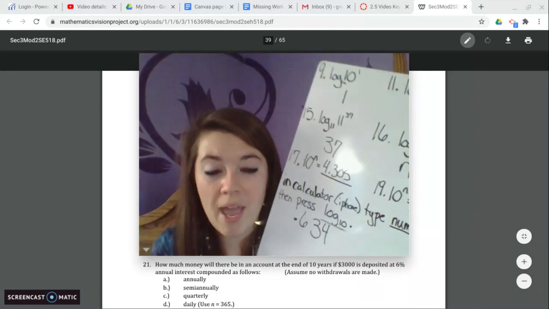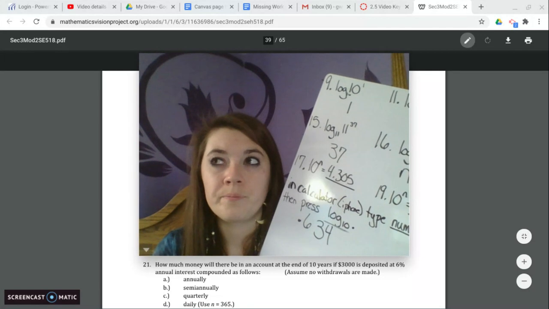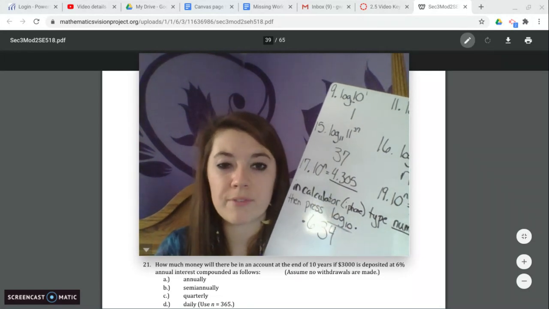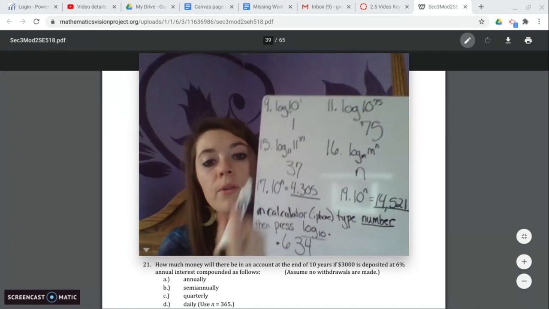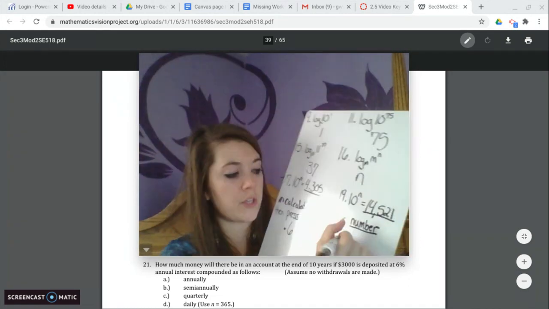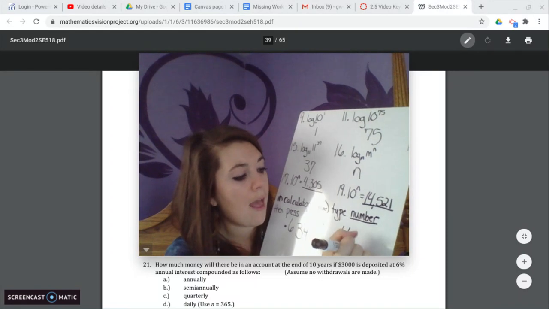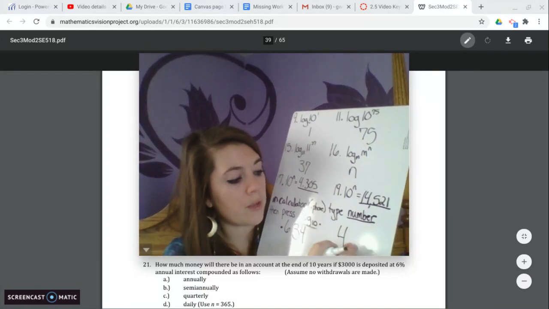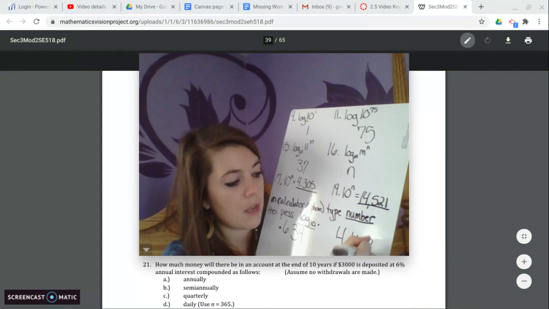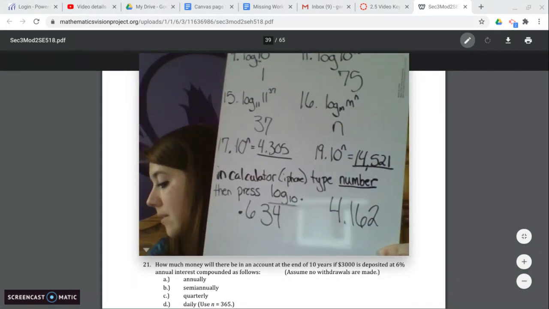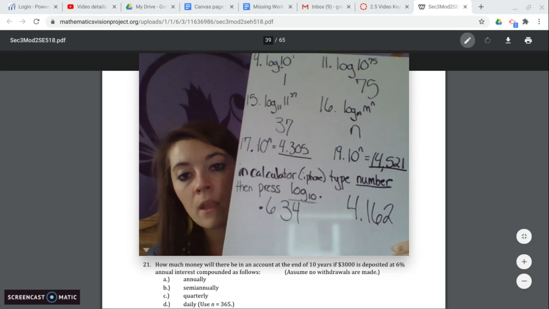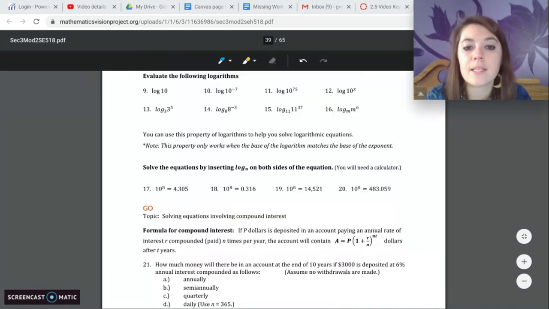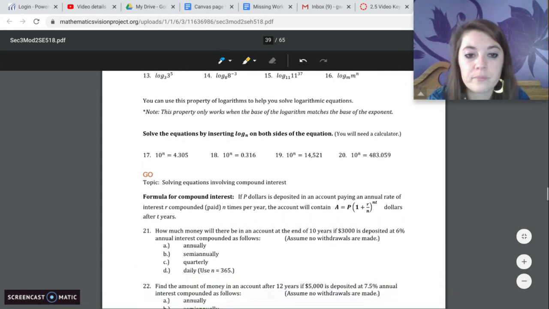It also would just depend on the calculator. Phone calculators, they all have different ways to do them. So like I said, test it out with these two to make sure that you get the exact same answer. And then you'll know which way you need to do it. So for this one, it was 4.162. Okay. All right. The last section of what we're looking at today is about interest.